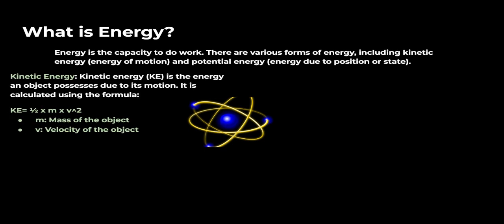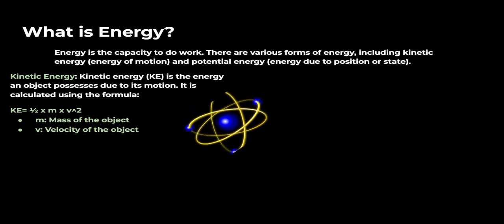Kinetic energy. Kinetic energy is the energy an object possesses due to its motion. It is calculated using the formula KE equals 1 half times m times v squared. M is the mass of the object, and v is the velocity of the object.